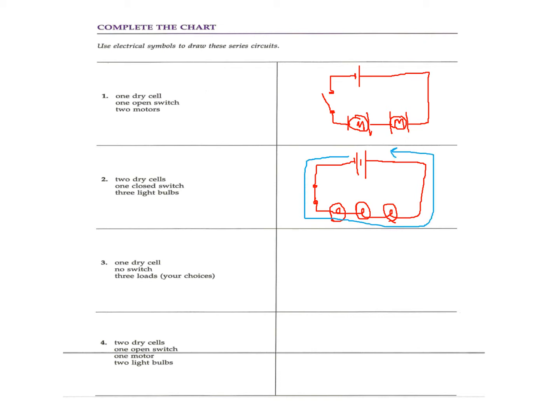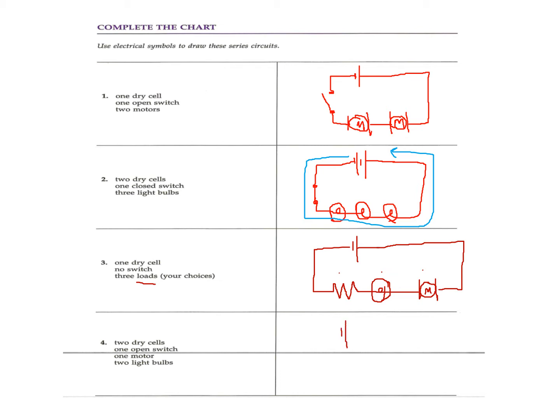One way. Okay? Next, one dry cell, no switch, and three loads. So I'm just going to draw an appliance, that's one load. I'm going to draw a light bulb, that's another load. And then I can draw a motor, that's another load. Remember, loads are anything that use electricity. So any of these symbols, that's a load. So your choice.